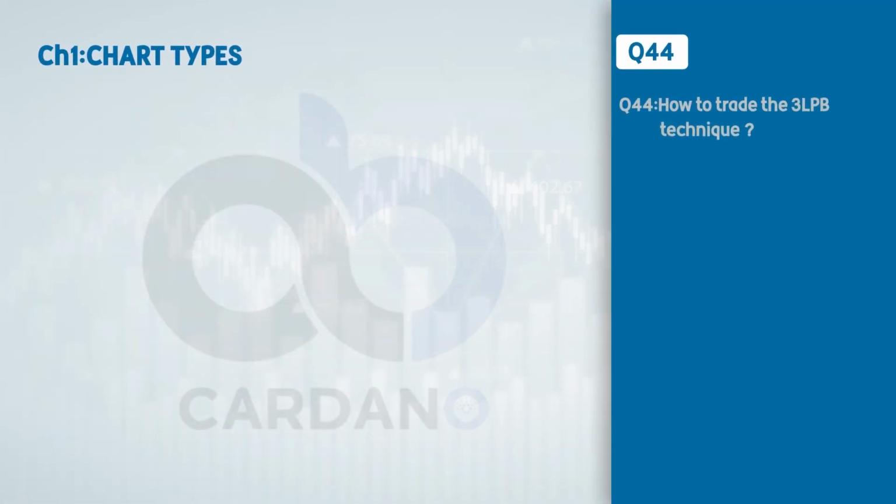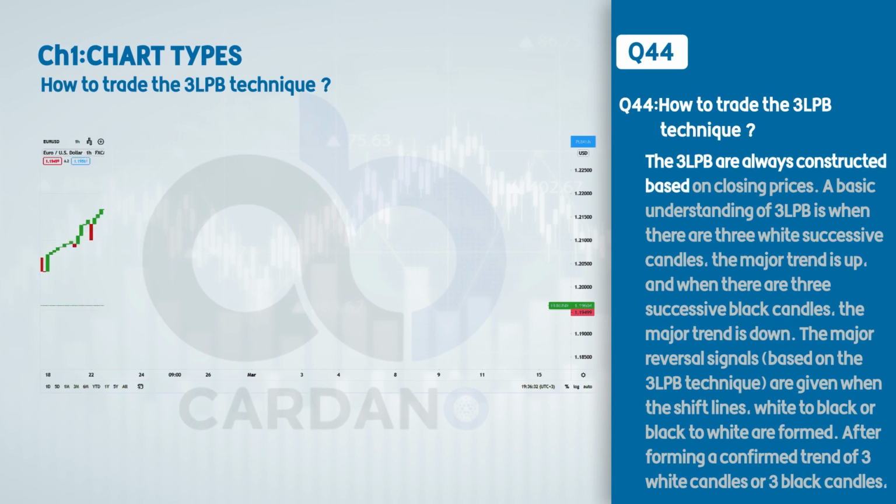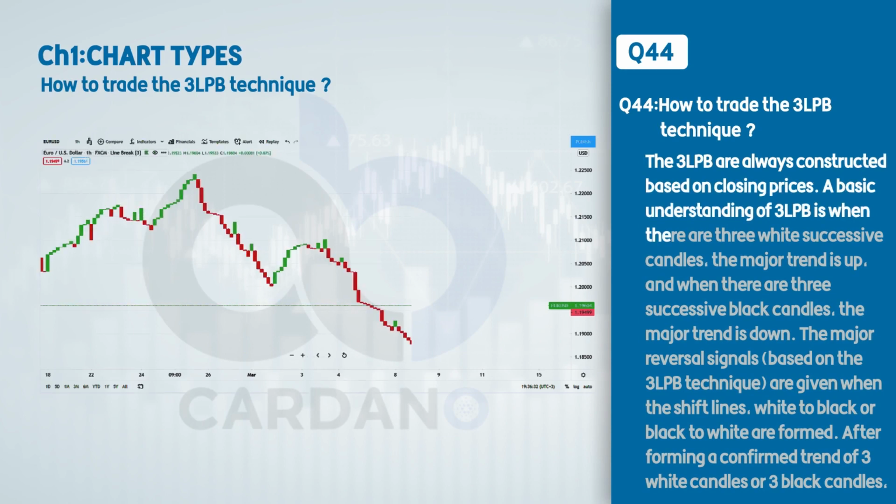Question number 44. How to trade the 3 LPB technique? The 3 LPB are always constructed based on closing prices. A basic understanding of 3 LPB is when there are 3 white successive candles, the major trend is up, and when there are 3 successive black candles, the major trend is down. The major reversal signals, based on the 3 LPB technique, are given when the reversal lines, white to black or black to white, are formed.